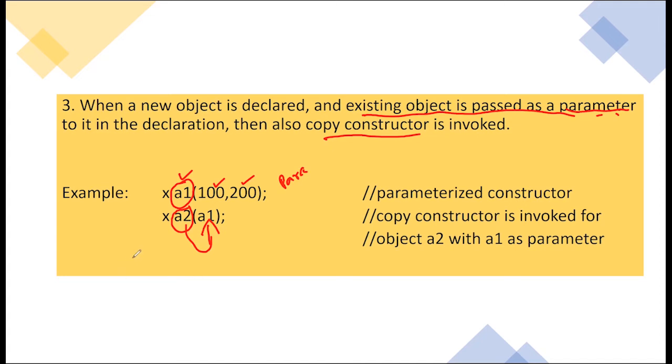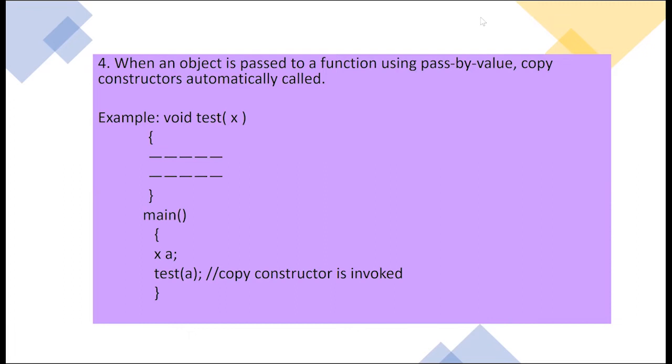There can be any reason, but I am passing the object itself directly. So when I do this action, a copy constructor gets invoked. Remember. So another method is whenever I am passing an object as a parameter, a copy constructor gets invoked. This is the fourth method, where I am passing an object as a function parameter.